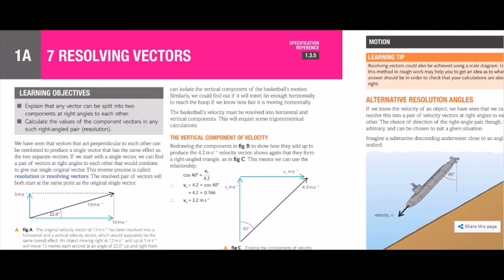The next topic is resolving vectors. Resolving vectors involves the decomposition of a vector into its main components, which tells you how much contribution a vector quantity has along each direction. This is the reverse process of adding vectors, as you saw in the topic of adding forces, in which multiple vectors are combined to produce one resultant vector.